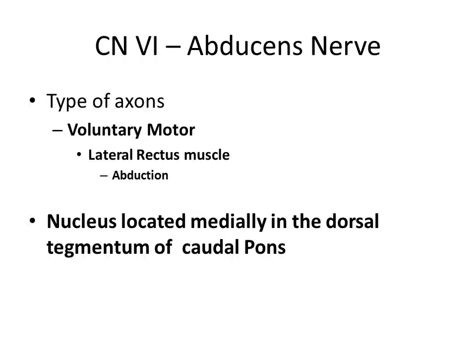So the abducens nerve contains voluntary motor neurons. It only controls one muscle, the lateral rectus muscle of the eye. This muscle abducts the eye, or pulls the eye laterally. Its nucleus is located medially in the dorsal aspect of the tegmentum of the caudal pons.